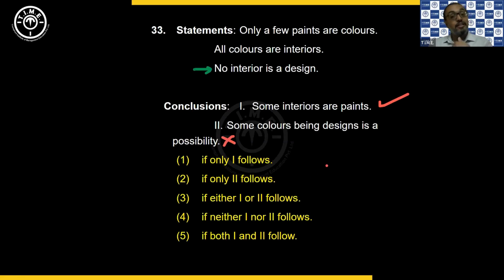Correct? Had he mentioned is not a possibility, then yes, you will say it follows, because he is also saying not possible. I also got not possible. But since he says is a possibility and I know it is not, so 2 does not follow. So my answer will be only 1 follows. Understanding the point here? Okay.